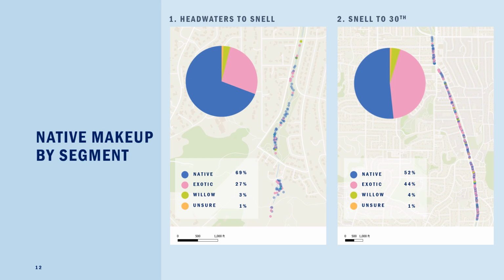So getting into looking at these segments individually, I'm going to do just a brief look at the native populations for each one. So starting from the headwaters, again, we can see that the first segment has the best native versus exotic ratio of any of them. The natives are actually winning out over the other species. Past Snell along the running path to 30th, we still see a roughly 50-50 with the natives actually still winning out just slightly.